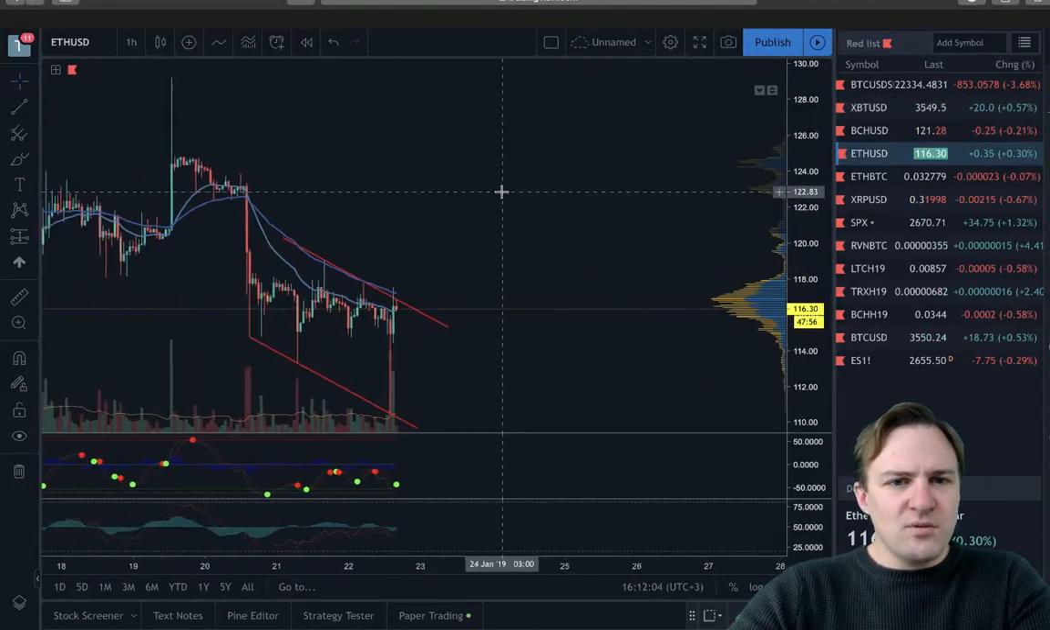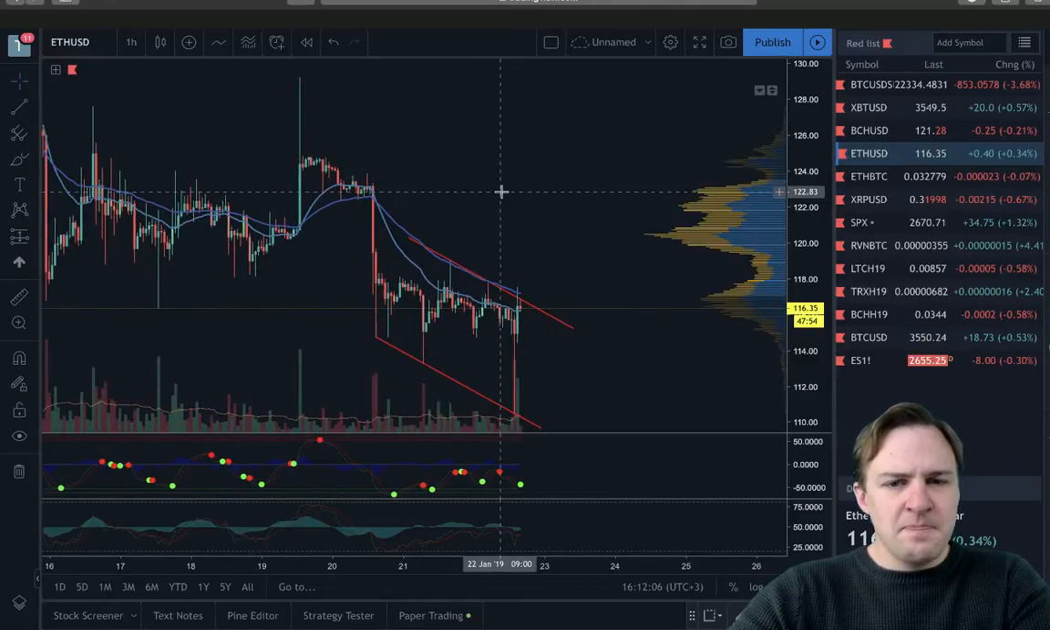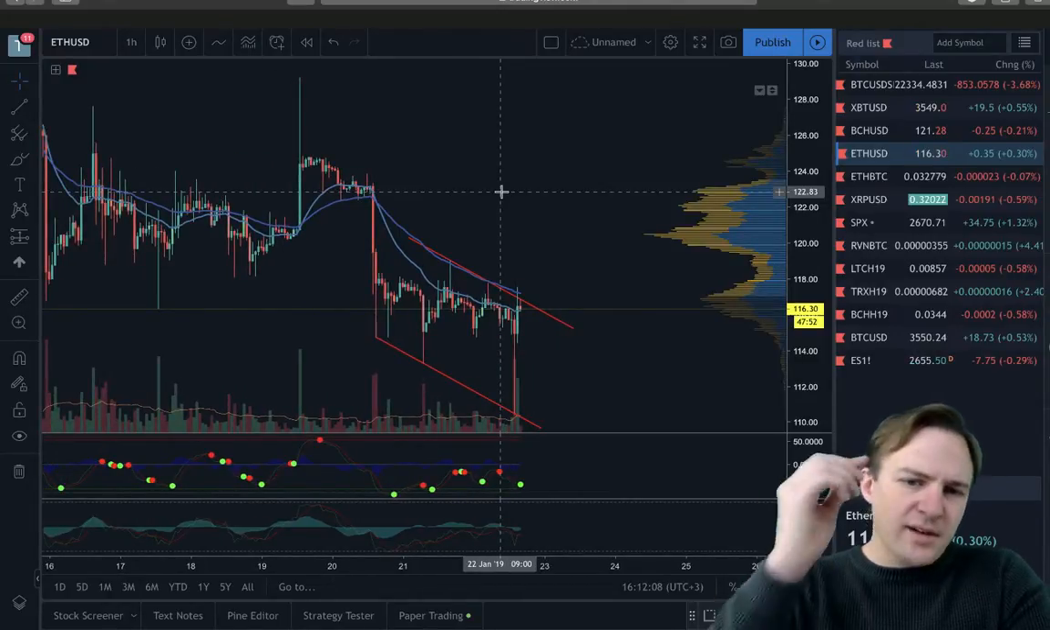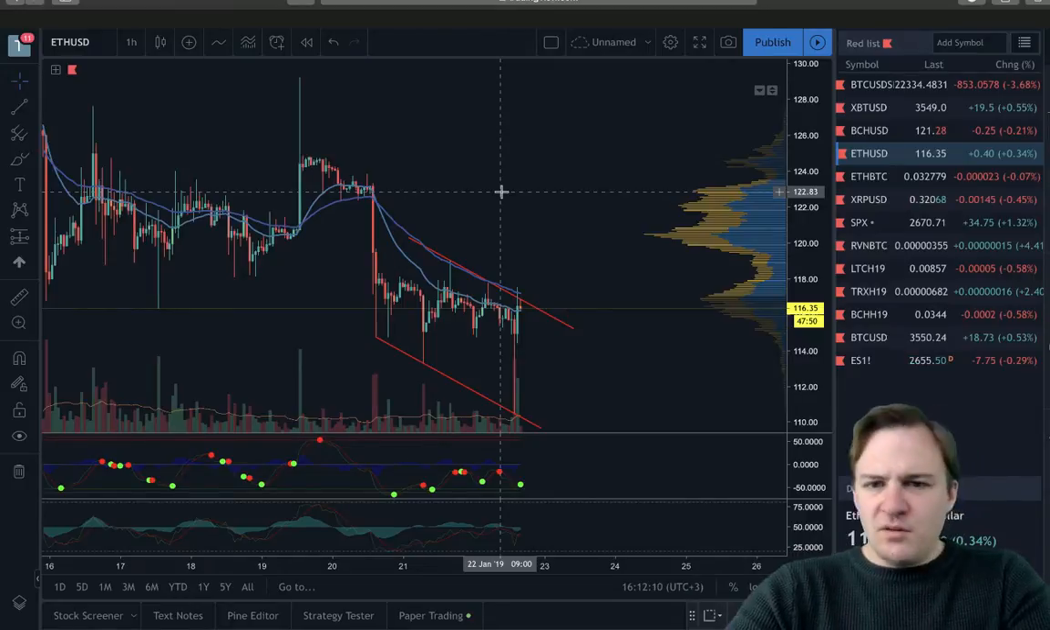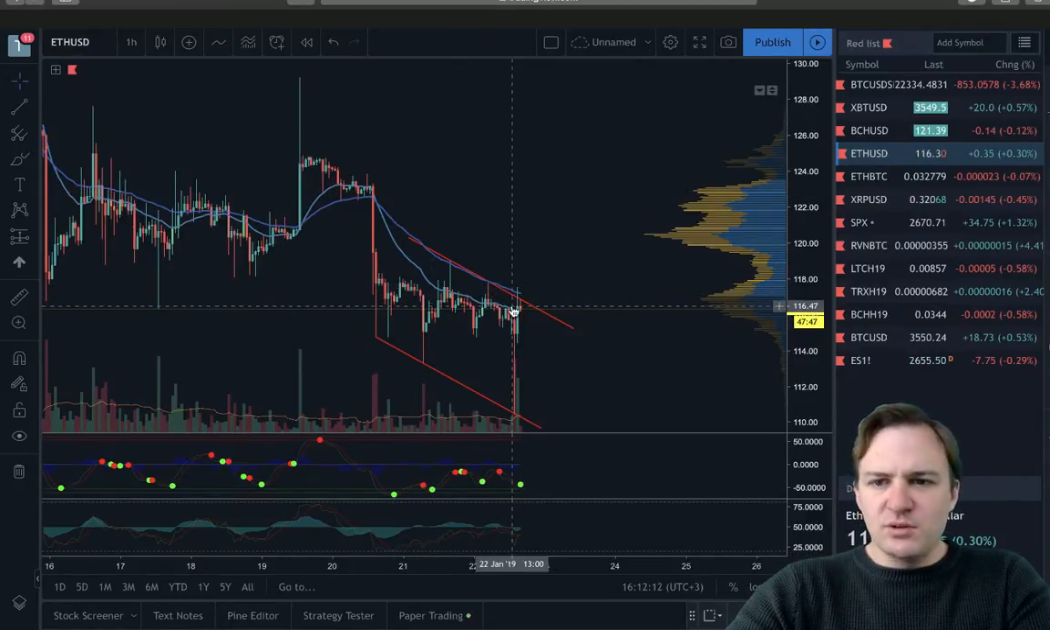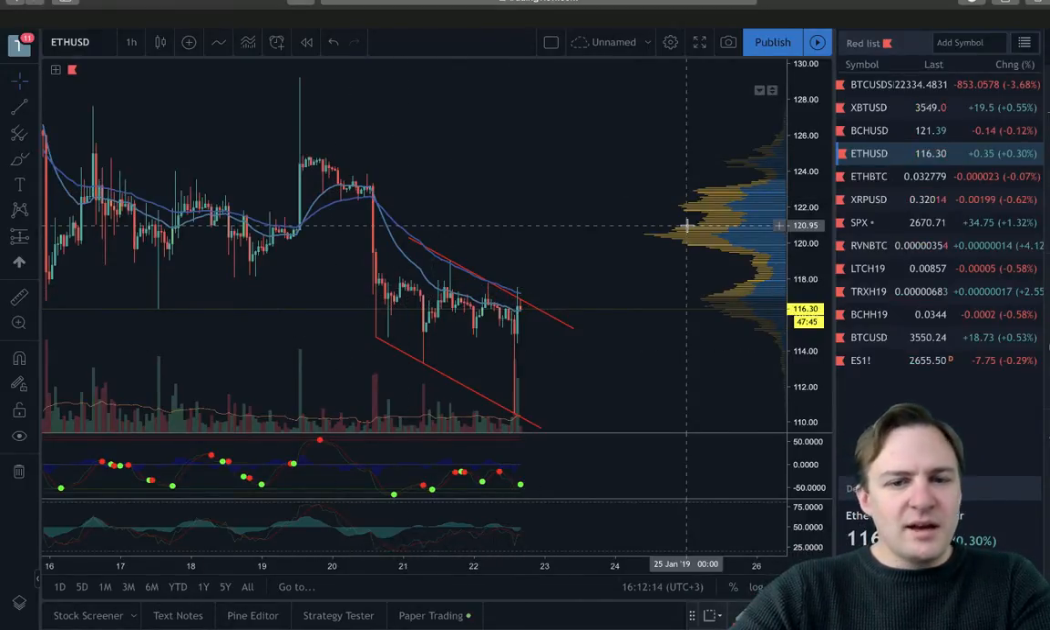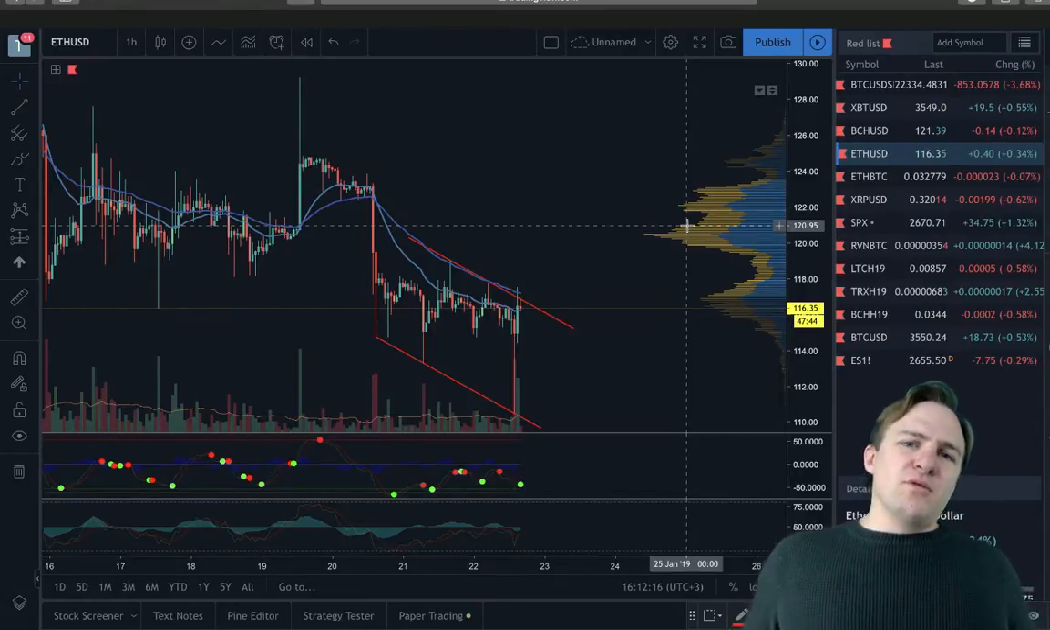ETH is the exciting one. Well, we'll see what happens. I mean, really just waiting to get out of these doldrums and for a bit more volatility to come back. I think that's the big news.